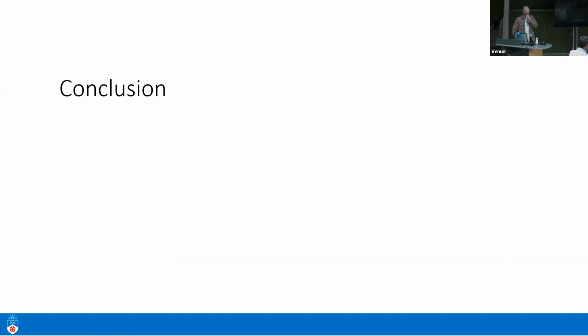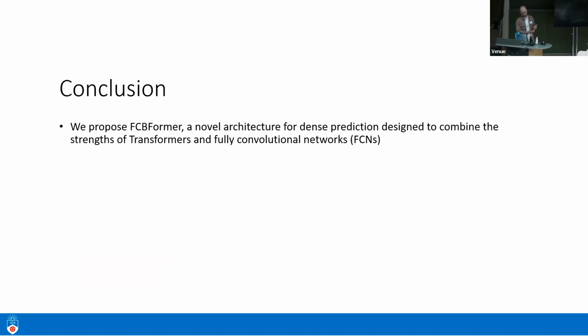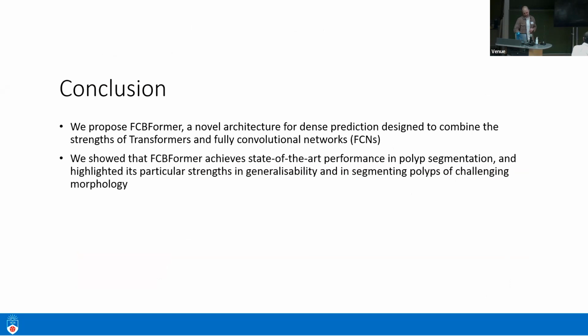So just to conclude, we propose FCBFormer, a novel architecture for dense prediction designed to combine the strengths of transformers and convolutional networks. We showed that this architecture achieves state-of-the-art performance in polyp segmentation and highlighted its particular strengths in generalizability and in segmenting polyps of challenging morphology.